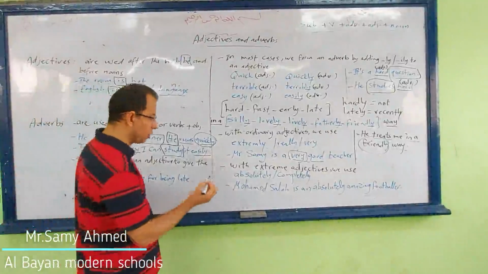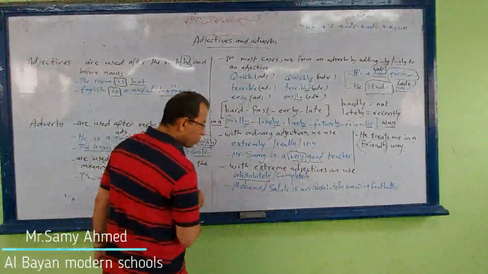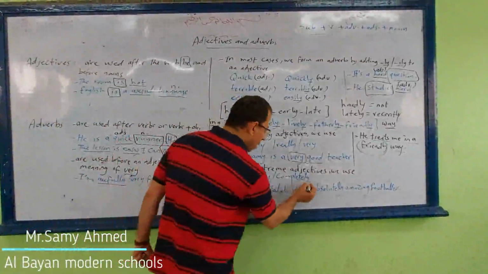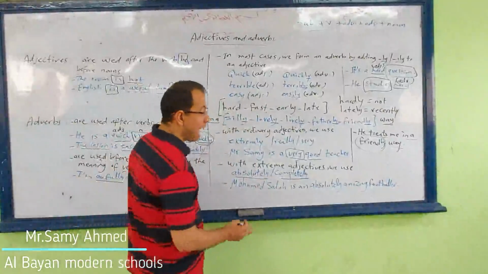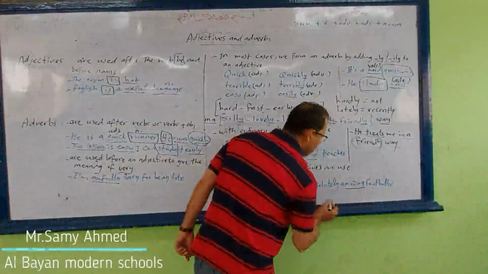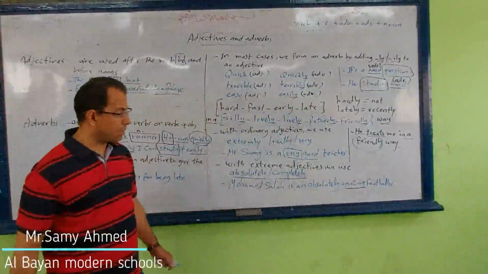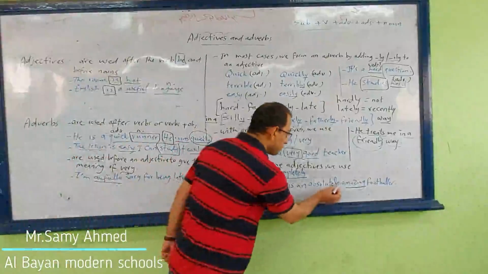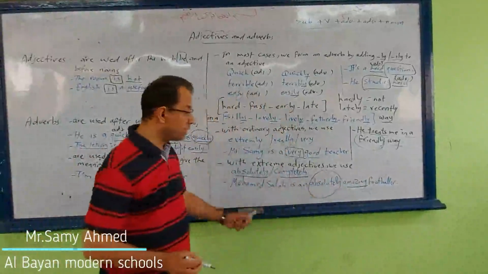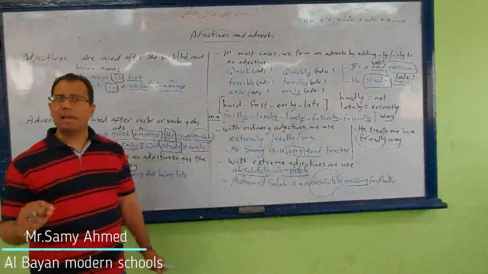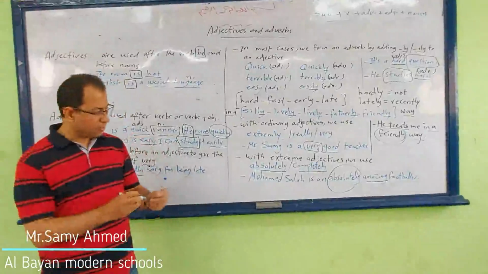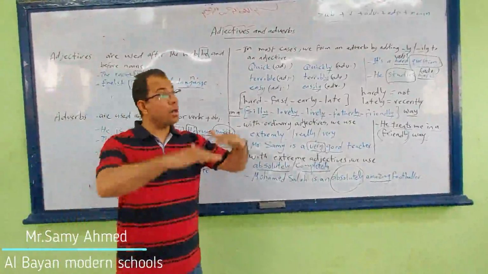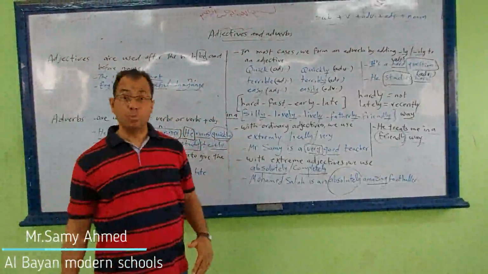But with a word which has an extreme adjective, extreme meaning the adjective which is very strong, we use the word absolutely. We would like to give it strong meaning, completely. So we can say Muhammad Salah is an absolutely amazing footballer. We use the word absolutely, meaning in a very skillful way, or he is a high or superior footballer.